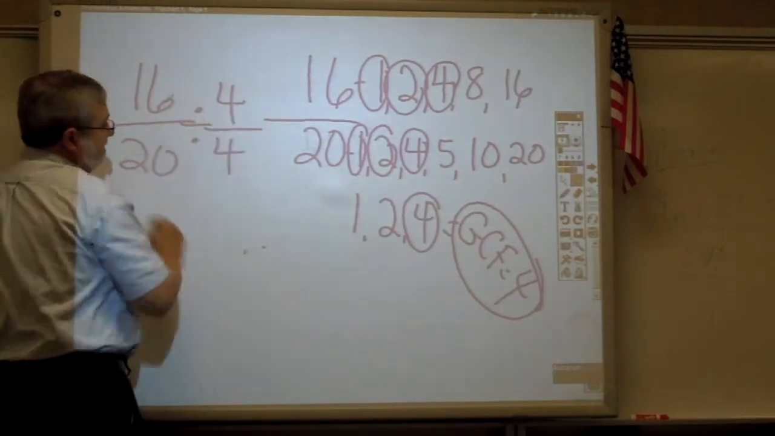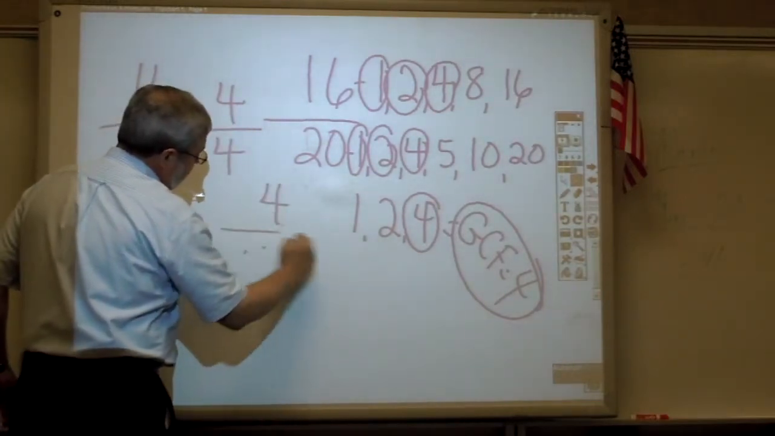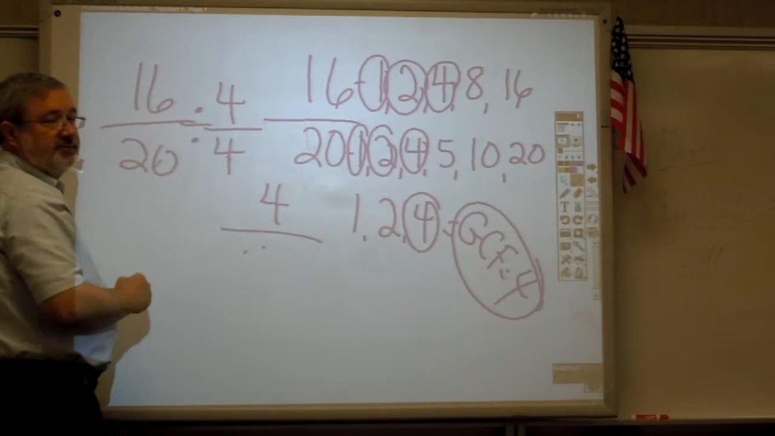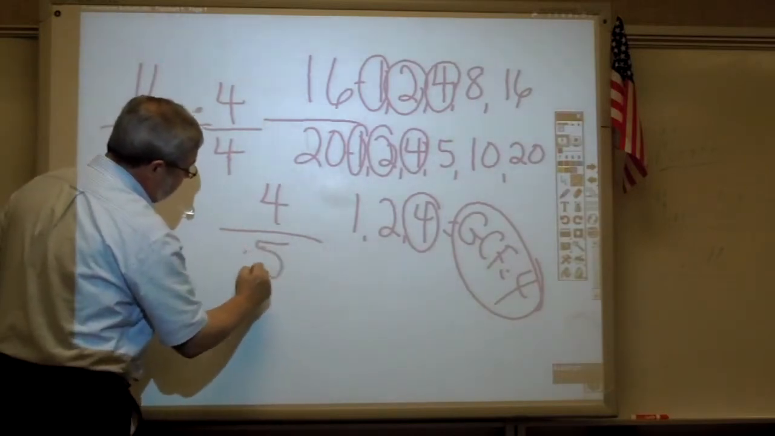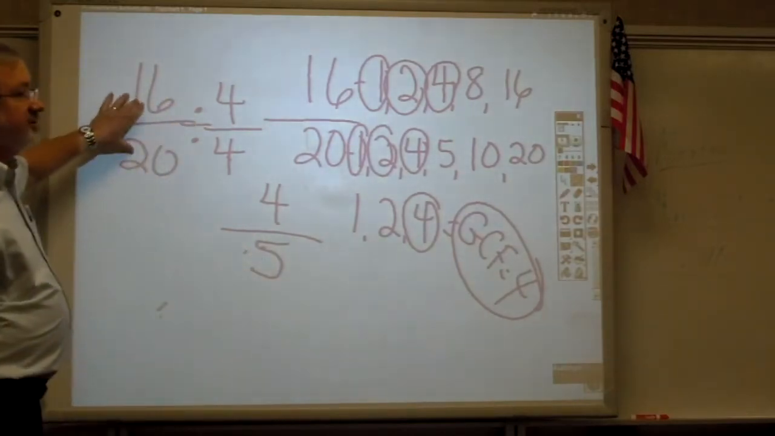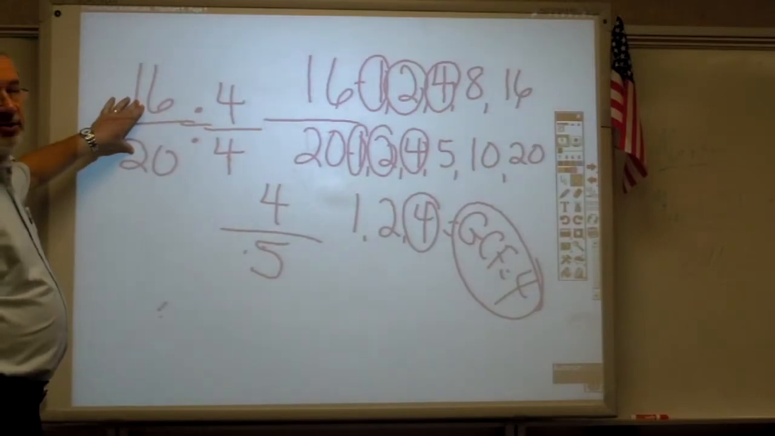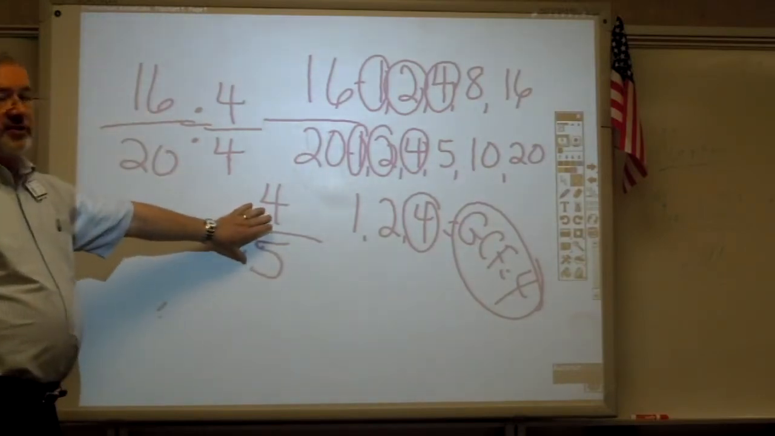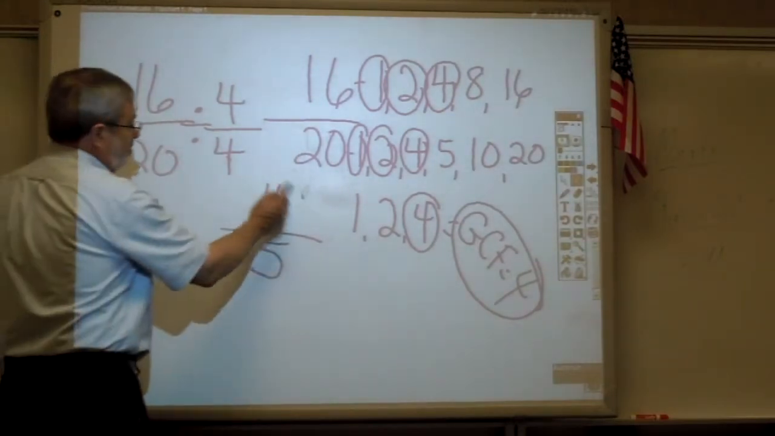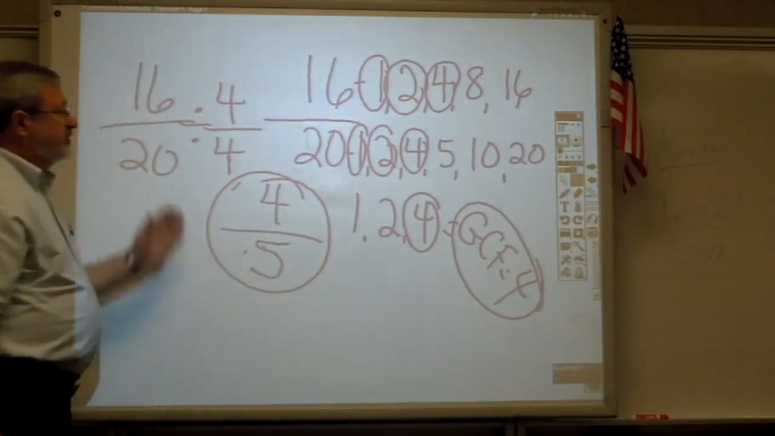If I divide 4 into 16, it will go 4 times. We're going to move it down here. If I divide 4 into 20, it will go 5 times. So that tells me that the fraction 16 over 20 in lowest terms is 4/5. Okay, 4/5 is my simplest form for this fraction right here.